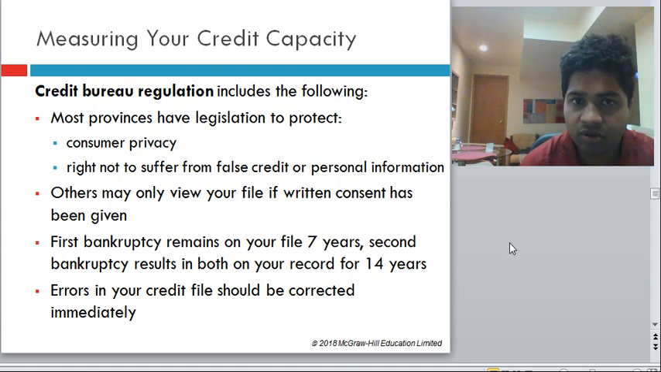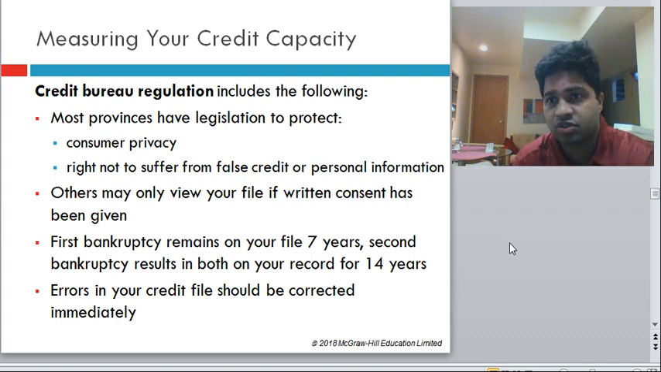So credit bureau regulation includes the following. Most provinces have legislation to protect consumer privacy. So apart from your financial information, your personal and character information cannot be shown in those reports. You have the right not to suffer from false credit, so if there is any error in your credit history or in your credit report, you have a right to not suffer from it. If you have suffered, you can use legal provisions to undo it. Others may only view your file if written consent has been given.